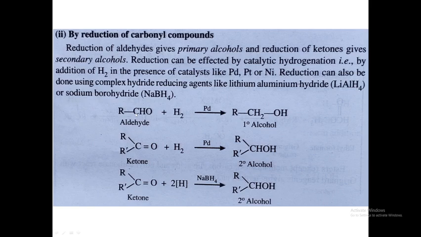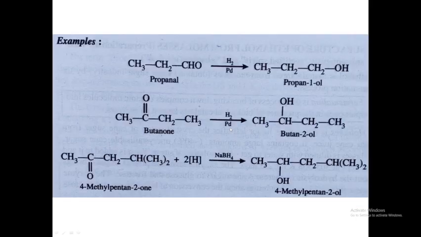For example, when you take propanaldehyde, CH3CH2CHO, with hydrogen and palladium, we get 1-propanol, CH3CH2CH2OH. And if you take butanone as an example, wherever you see the C double bond O group, it will be converted into an OH group. So here, with hydrogen and palladium, we get CH3CHOHCH2CH3, butan-2-ol. This is a ketone, and we get a secondary alcohol.